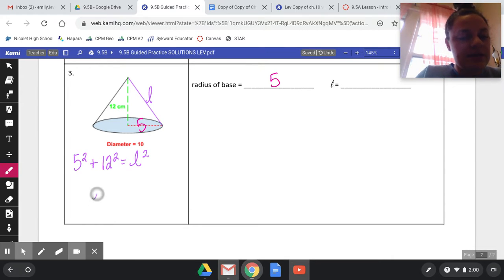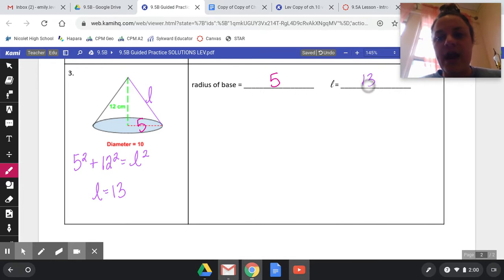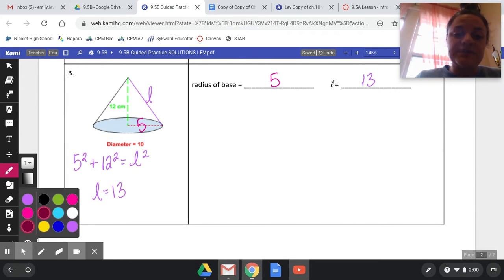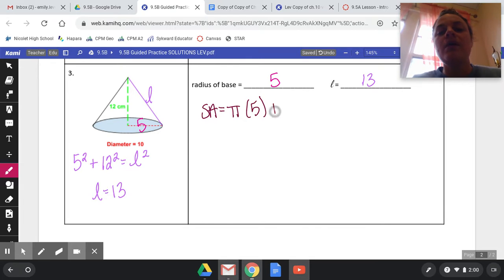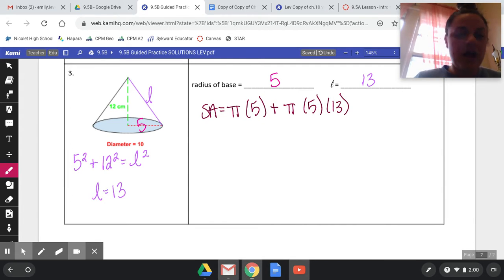You get your slant height is equal to 13 centimeters. So fill that in up there. Now I'm just plugging it into my formula. Surface area is equal to pi r squared, so pi times 5 squared, plus pi r l, so plus pi times 5 times 13. Enter that into my calculator.